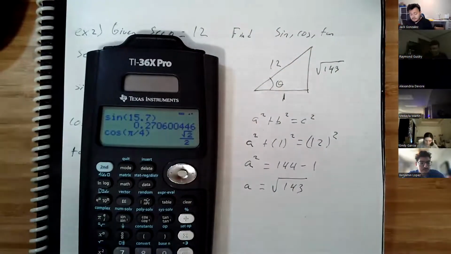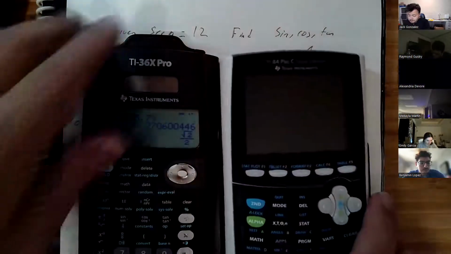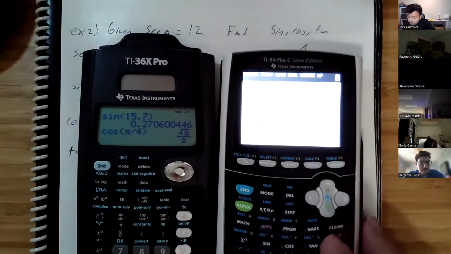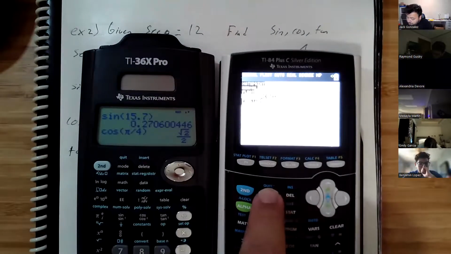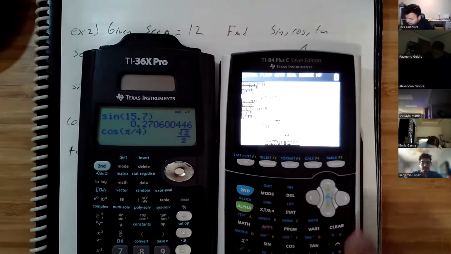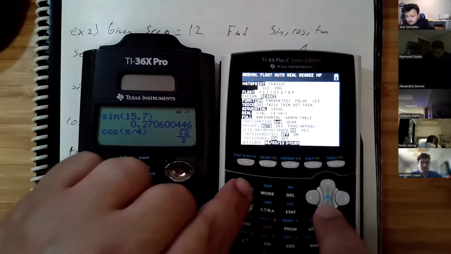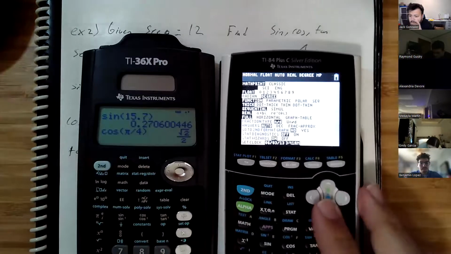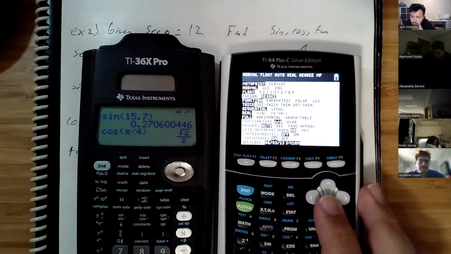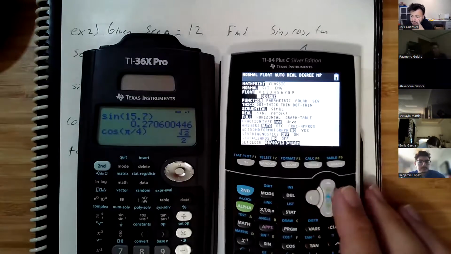Same thing for the graphing type. You just go to mode. Oh, man, this thing's a little bright. One second. And then you go to radian or degree. Just right there, you toggle and press enter.